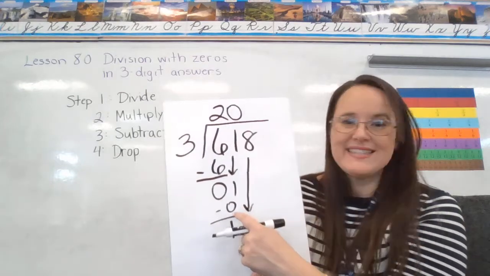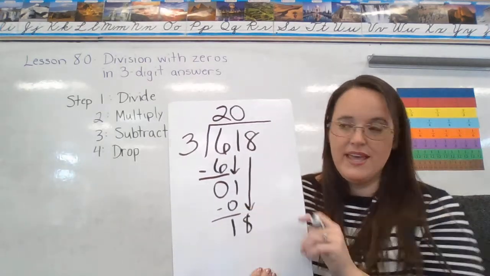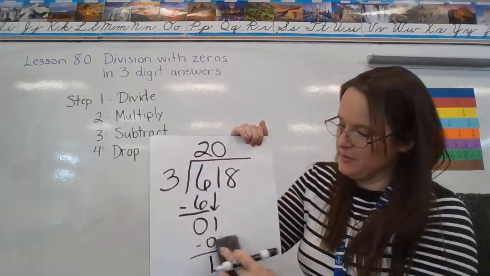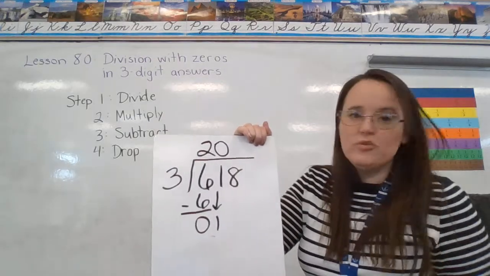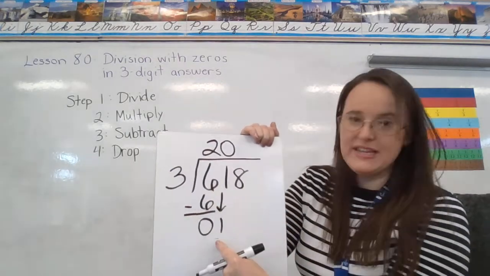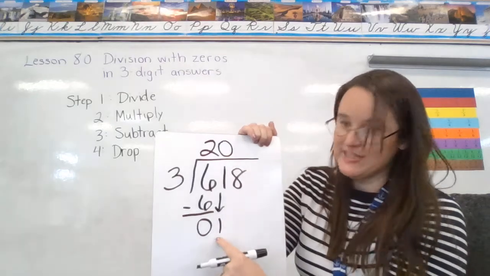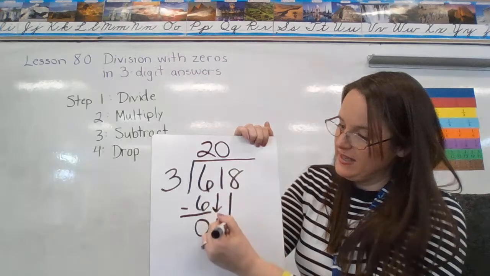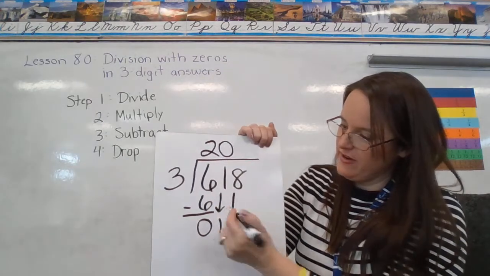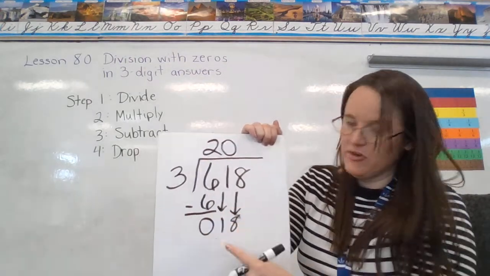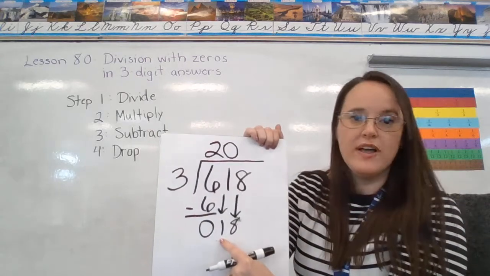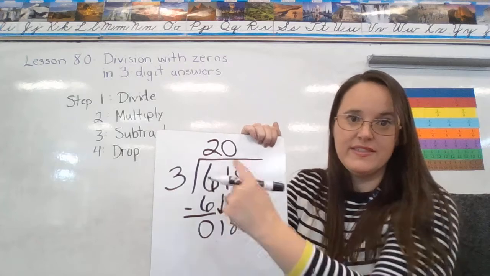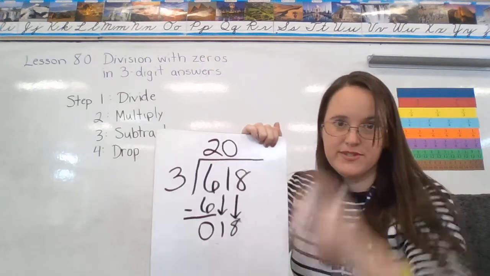However, you can skip this step. If you get there, you put a 0 up at the top, you put a 0 in your answer, you know that you're going to multiply, you're going to get nothing. You're going to subtract, you're going to still have 1. You can skip that step, and you can bring your 8 down next to this 1 that's still left over. If you have a 0 in your answer, then you can drop twice and skip those other steps.